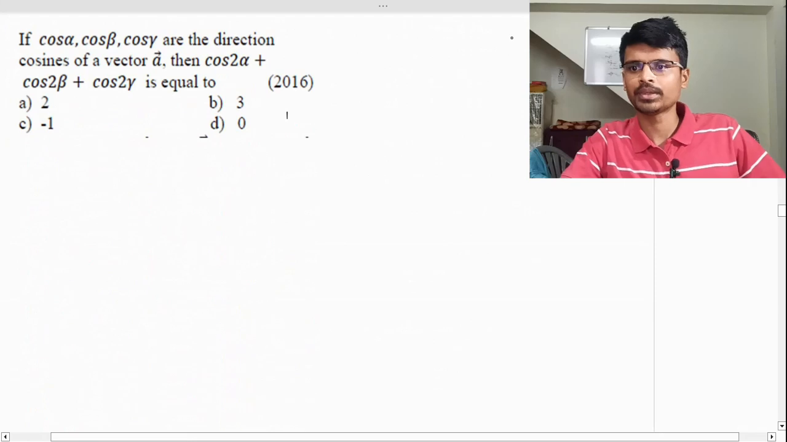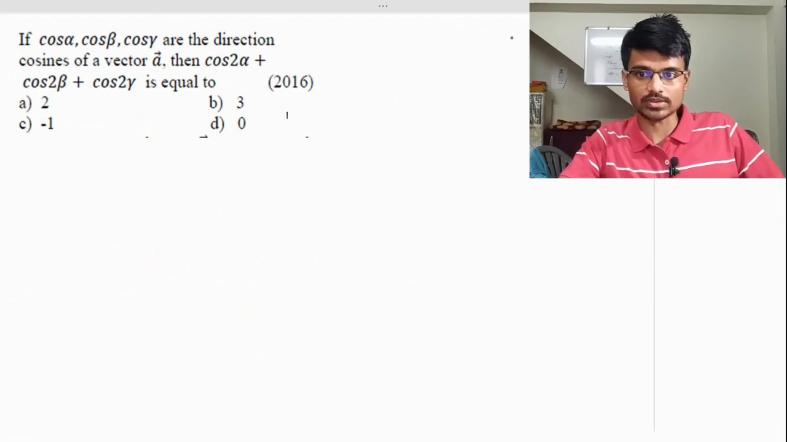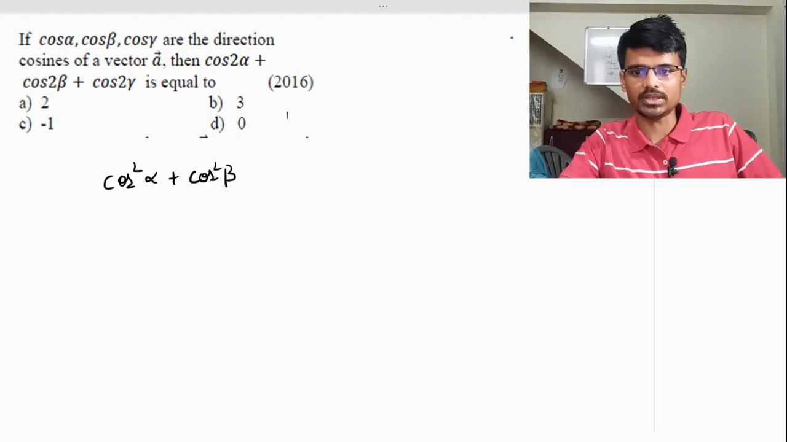What have we got? We have got cos alpha, cos beta, cos gamma are the direction cosines of a vector a bar. Then cos 2 alpha plus cos 2 beta plus cos 2 gamma is equal to. So there is a relation that we know. The sum of squares of the direction cosines is equal to 1. I hope everyone remembers this. Cos square alpha plus cos square beta plus cos square gamma. So this is the relation that we will be using. This is equal to 1, we know. But we are asked what is the value of this expression: cos 2 alpha plus cos 2 beta plus cos 2 gamma.